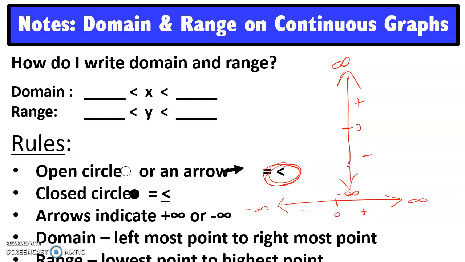The last thing to talk about, domain goes from your leftmost point to your rightmost point. So we're going to start over here, leftmost point, and go to our rightmost point. Range goes from our lowest point to our highest point. If you need to pause the screen to finish writing anything down, please do so.